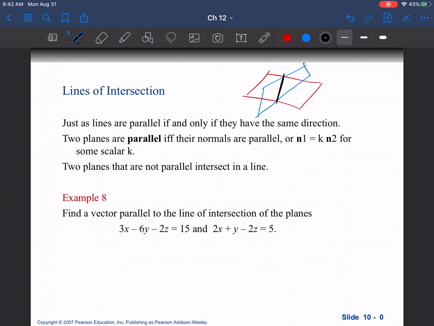How do you tell if they're parallel? Well, they're parallel if and only if, that's what IFF is, remember that. They're parallel if and only if their normals are parallel, right?